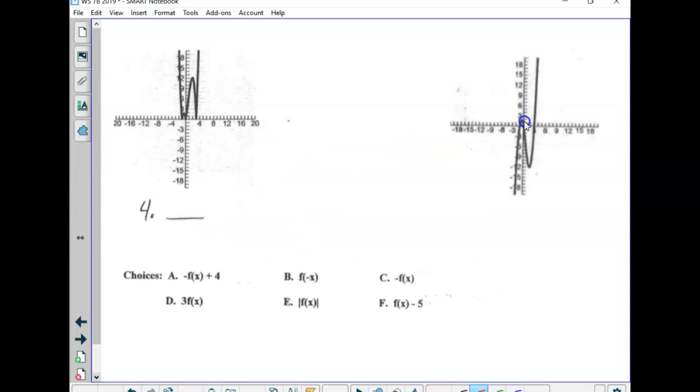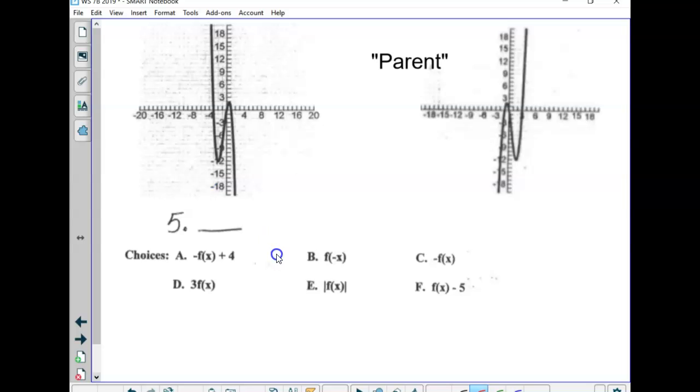Number 4. Oh. No negative Y's. Which one was that? E, okay. And 5, ooh. Yes, it's reflected this way, right? Which one was that? Yep, the inside, the negative inside.